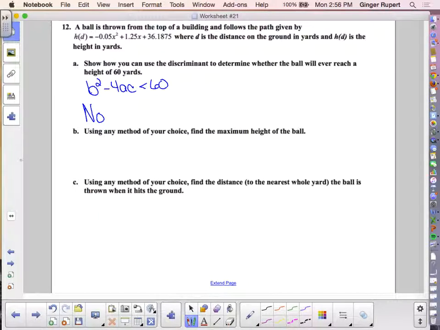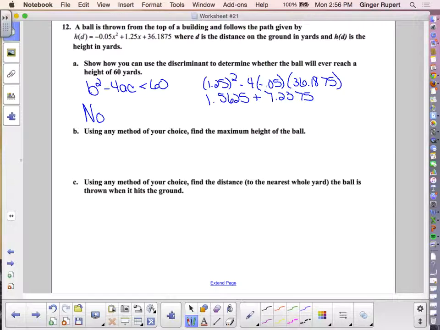So when you substitute the values in of 1.25 squared minus 4 times negative 0.05 times 36.1875, it was 1.5625 plus 7.2375, which is less than 60, so it would never reach that height.